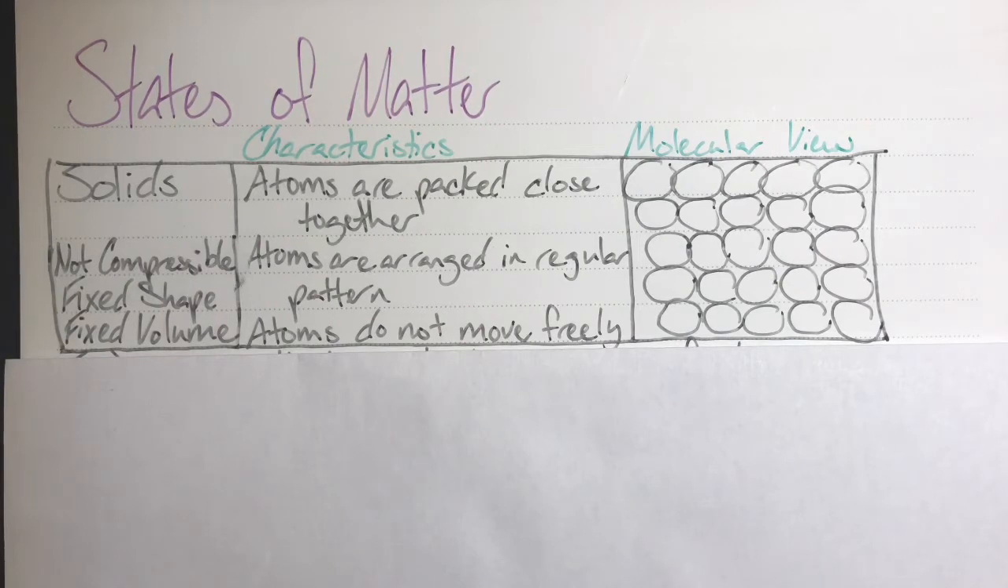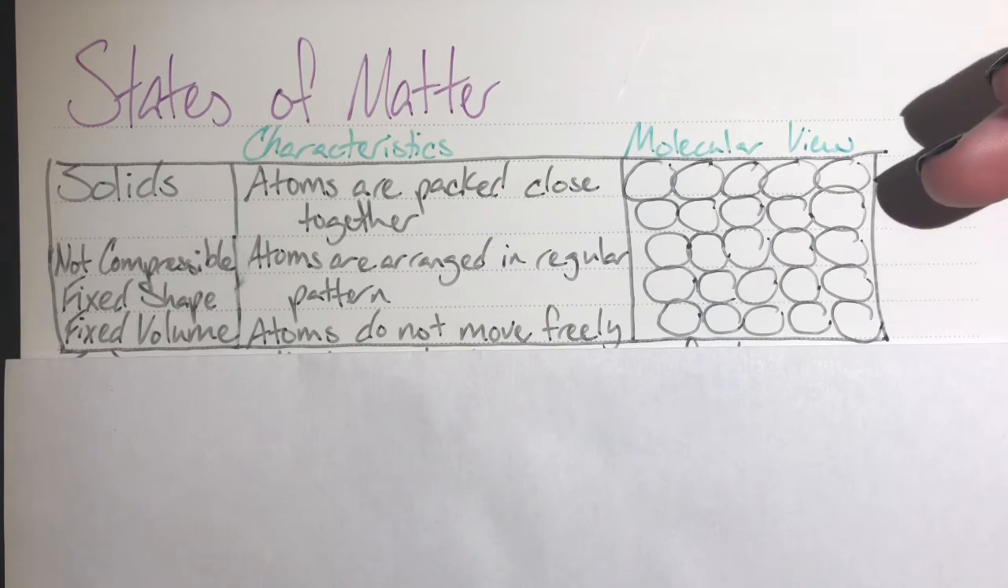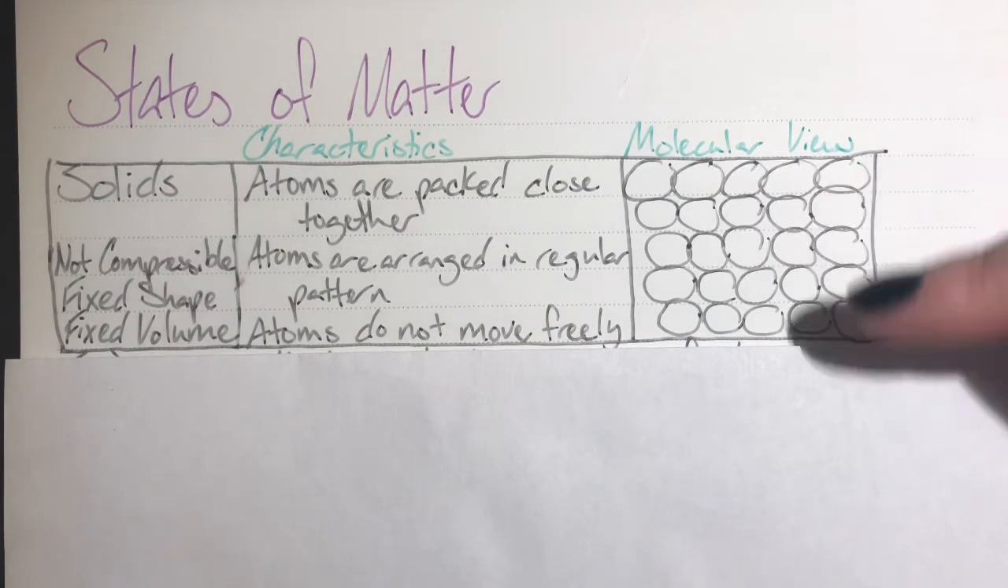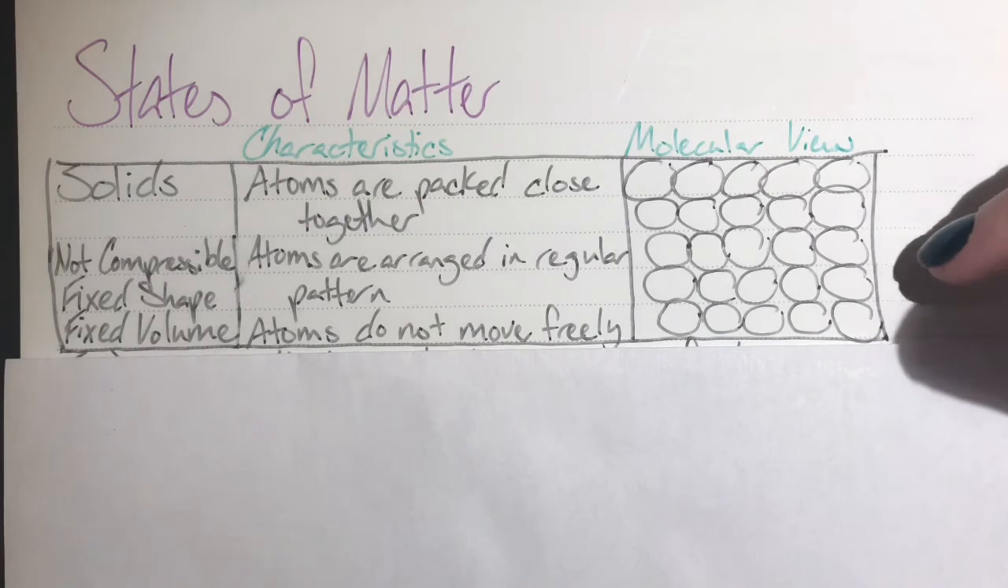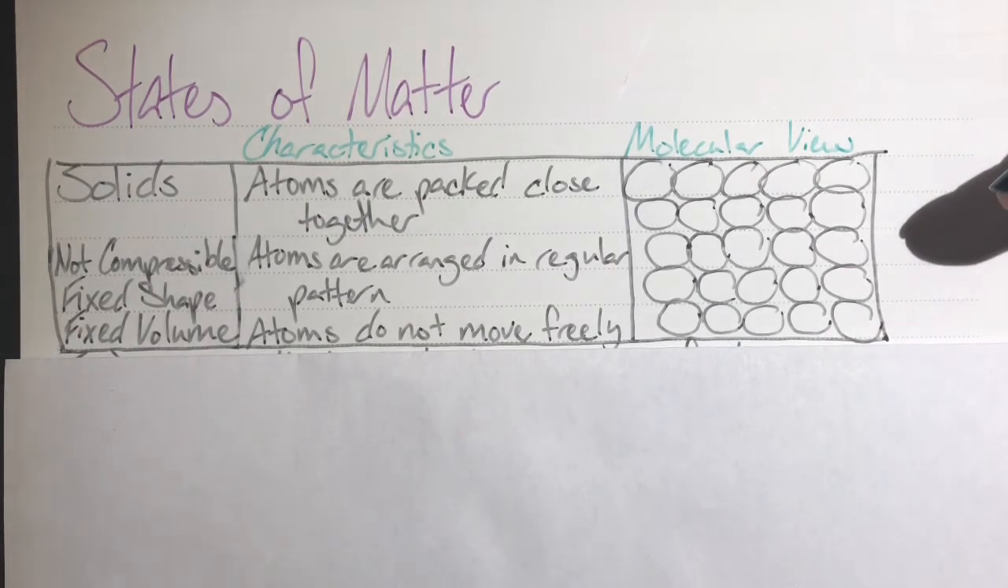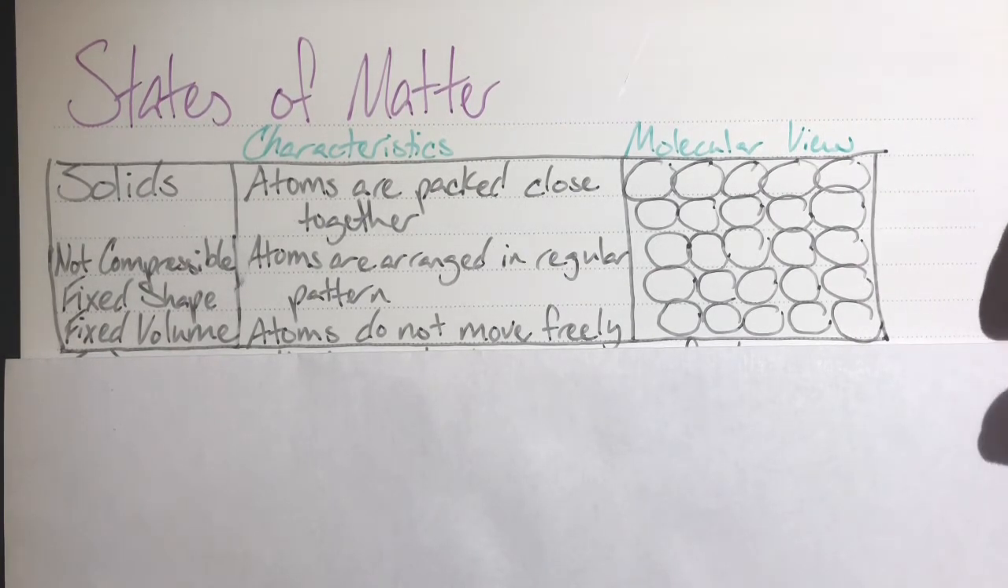Other characteristics of solids are that my atoms are going to be packed closely together, and they are going to be arranged in a regular, consistent pattern. And my atoms, since they are so tightly packed in together, they are not able to move freely. And then I have a molecular view. These circles are going to be representative of different atoms. As you can see, they are packed in tightly together. There's not a whole lot of room, which is fine for solids because they're not able to move a whole lot, so they're not really bothered by being packed in so tightly.